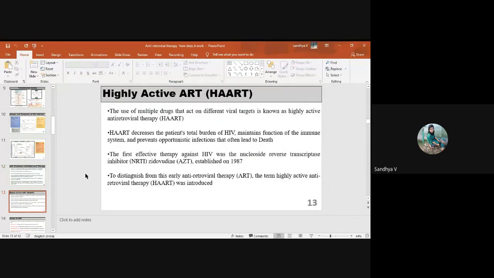So, highly active ART. This combined ART is used interchangeably as highly active ART. In this highly active ART, we also use multiple drugs on different viral targets. So this was the first effective therapy. This drug you would have studied in your textbook, that is Zidovudine, which was approved in 1987 by the FDA, the first approved drug for HIV, which is a nucleoside reverse transcriptase inhibitor. We'll see the classes of drugs now.